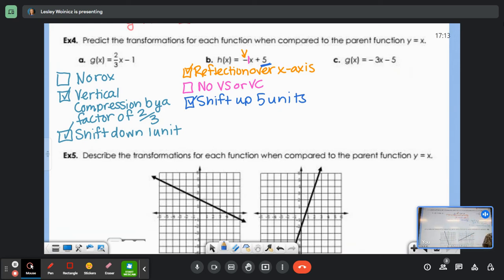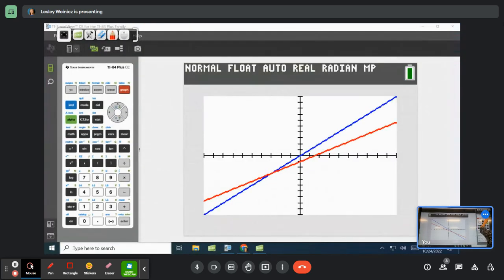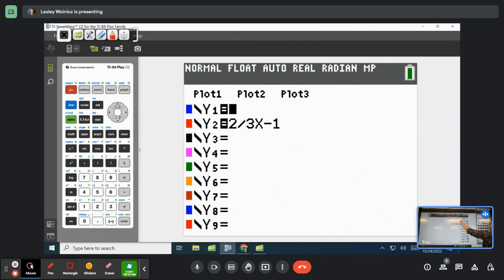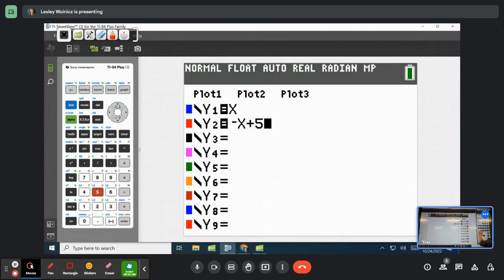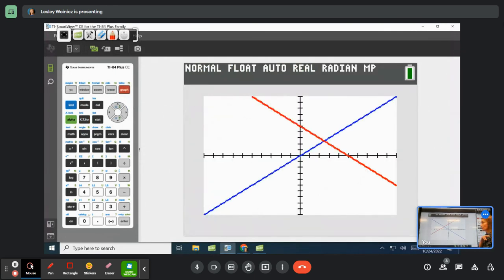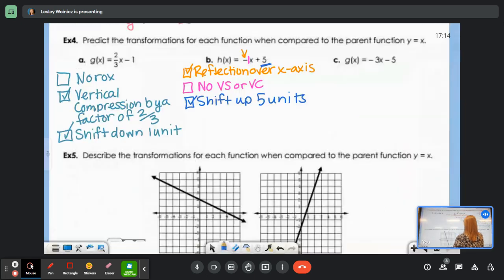Okay, let's check it on the calculator to make sure I'm right. So I want my first one to still be y equals x because I want my parent so I can see them compared. And what was it? Negative x, was it plus or minus 5? Plus 5. Negative x plus 5. Graph them. So you can see that my y-intercept shifted up 5 units. Okay, and its slope is negative compared to my parent whose slope is positive. Cool.